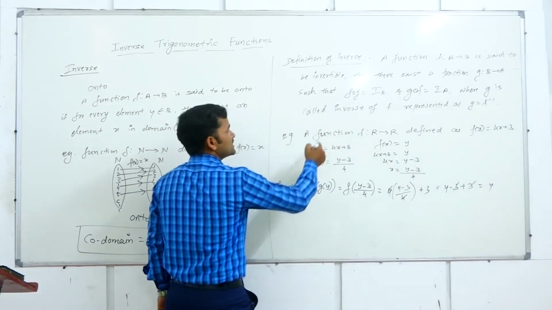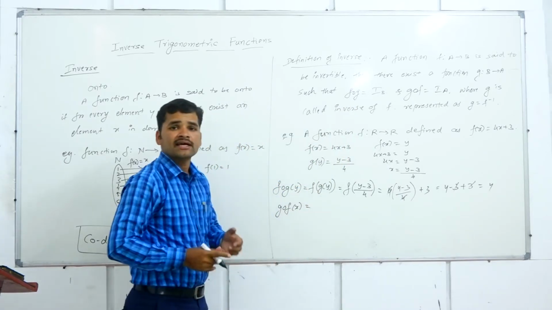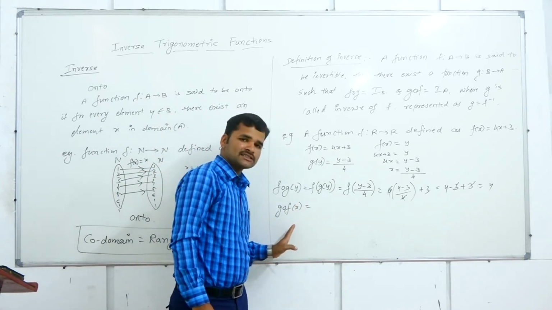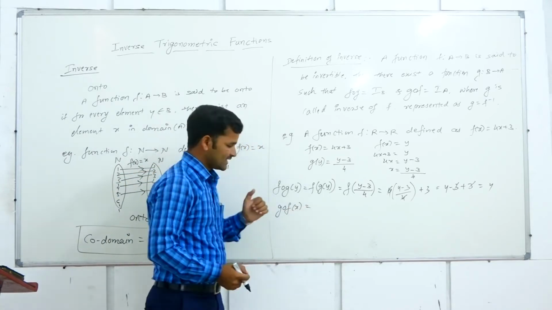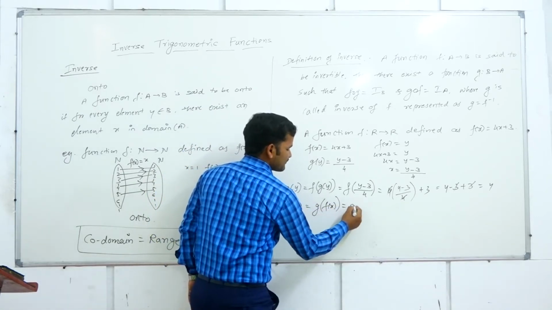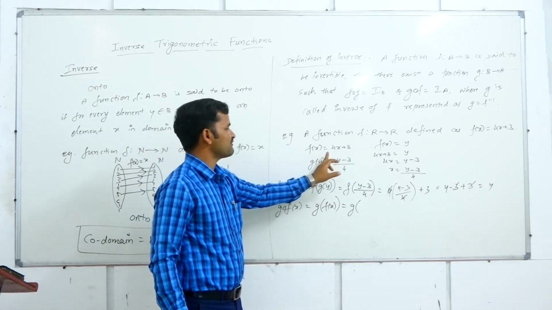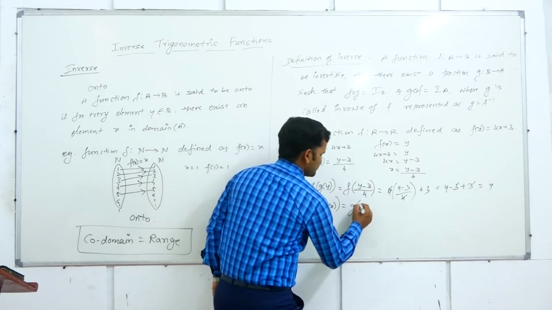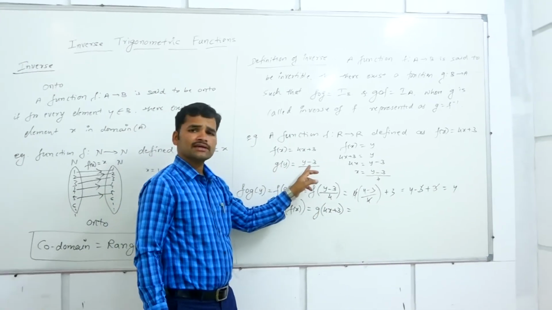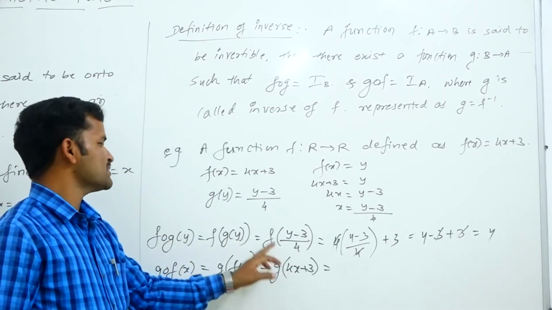Now checking the second one. g circle f of x: what is x here? x is an element in the domain of the function f. If you substitute that, will we again get the same thing or not? Let me check. g circle f of x is nothing but g of f of x. I will substitute the inner function f of x, which is 4x plus 3. We have g of y equal to (y minus 3) by 4. In place of y I have 4x plus 3. Let me substitute that.